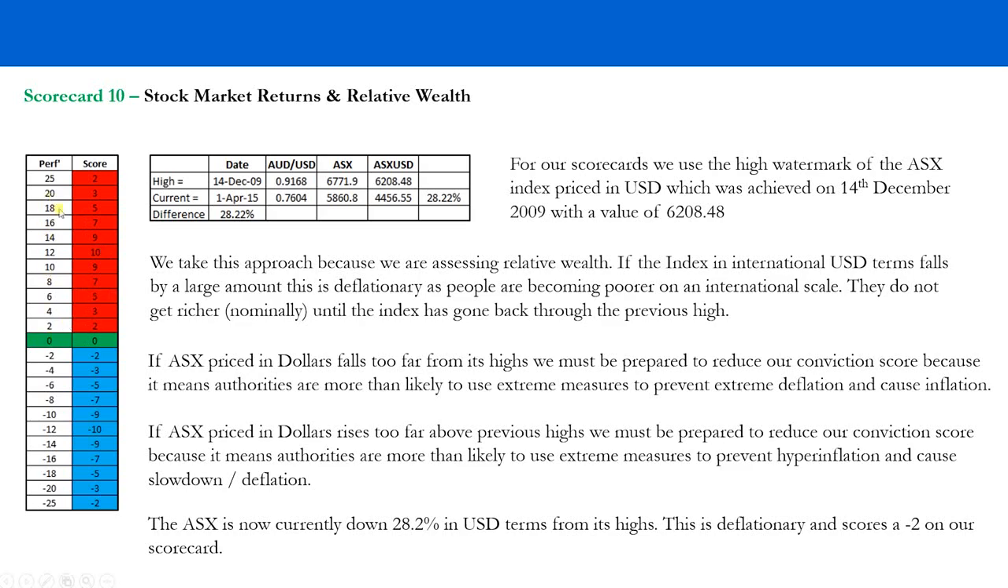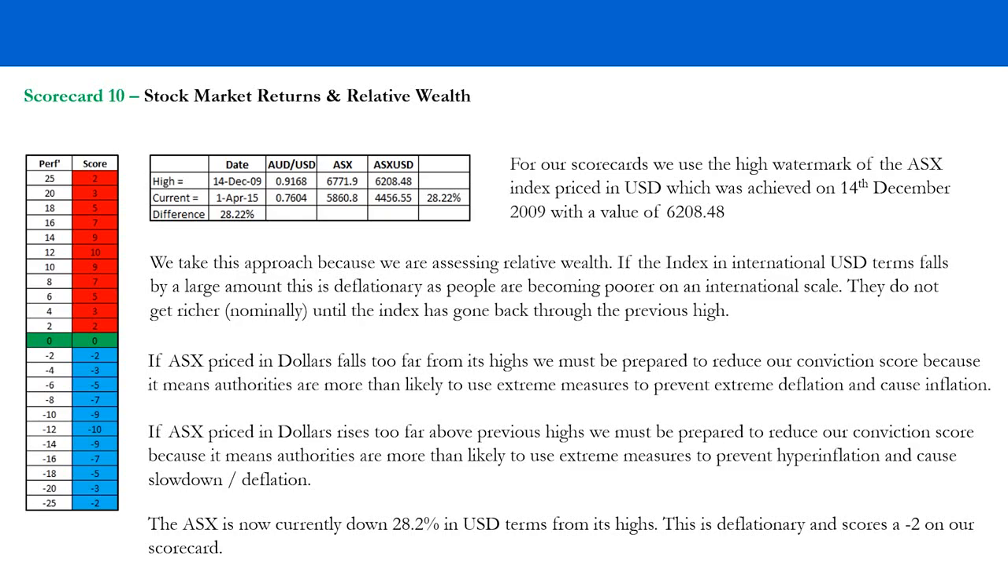And the same occurs on the positive side of our scale. If the ASX priced in dollars rises too far above previous highs, we've got to be prepared to reduce our conviction score because it means authorities are more than likely to use extreme measures to prevent hyperinflation and get inflation under control by causing a slight slowdown or causing a little bit of deflation.